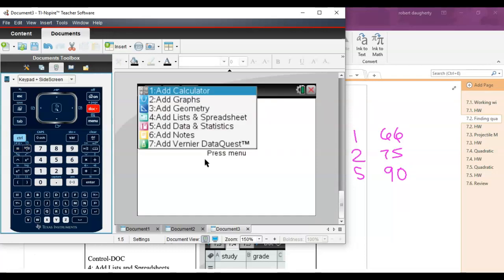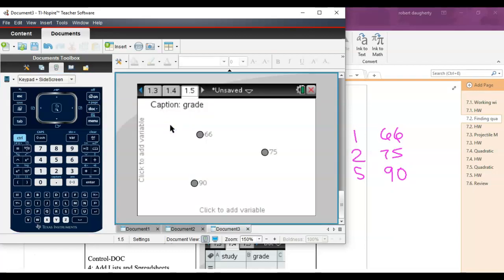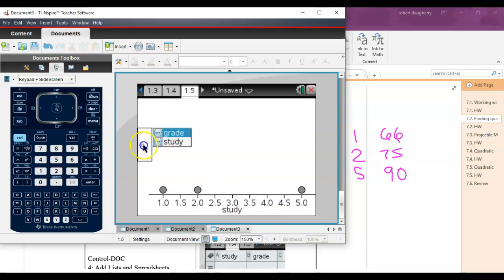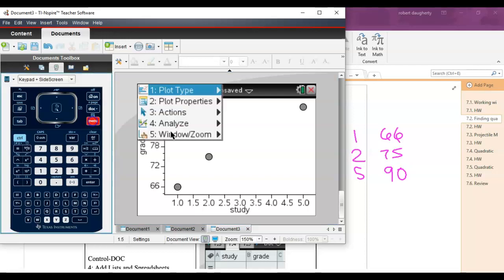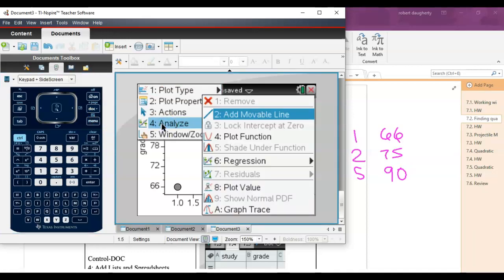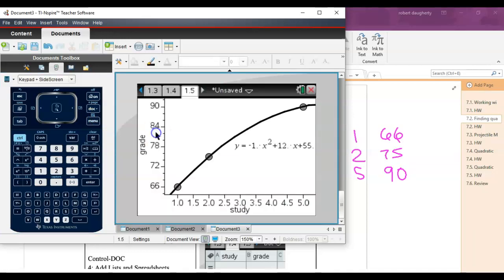What kind of page? I got 2 choices. I can do calculator or data and statistics. So data and statistics, then I need to say, okay, I'm studying a certain number of hours, and I'm looking for what my grade will be. You think this parabola is going to open up or down? Looks like it's going to open down, so it looks like a slight curvature this way. So what I need to do now is just analyze regression, and show quadratic. Okay, so it looks like negative x squared plus 12x plus 55.